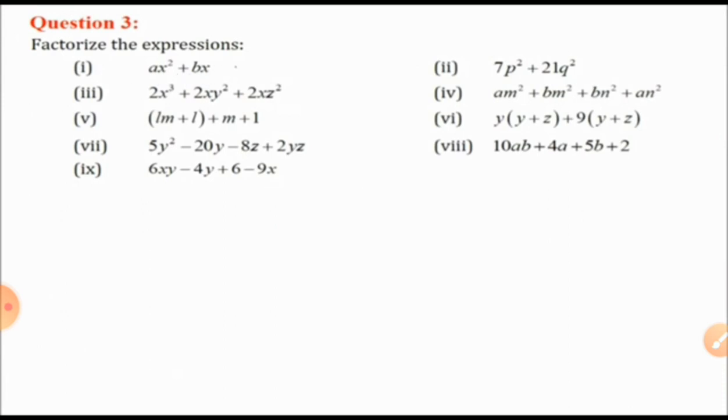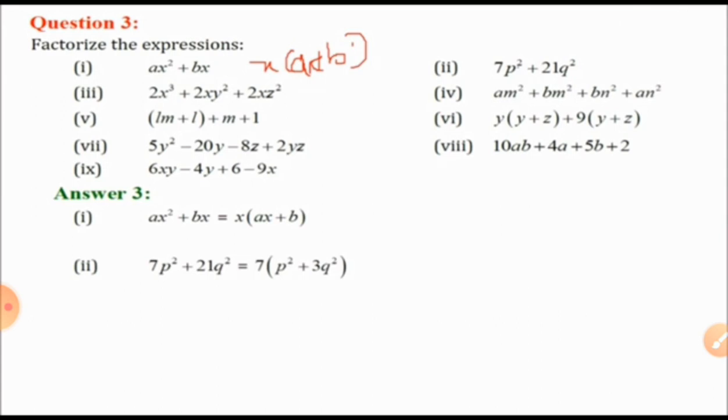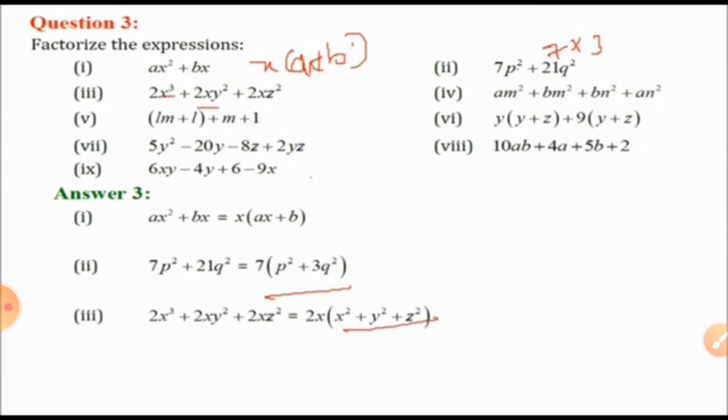Look at question number 3, my dear student. There are 9 questions. ax square plus bx. Who is the common one from this? x will be the common for the first one. What is the answer? x(ax plus b). Because in the first term, if we take out the x, 1x is also remaining. So x(ax plus b). 7p square plus 21q square. 7 will be the common. Okay, 7(p square plus 3q square).